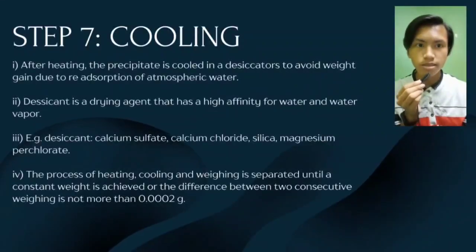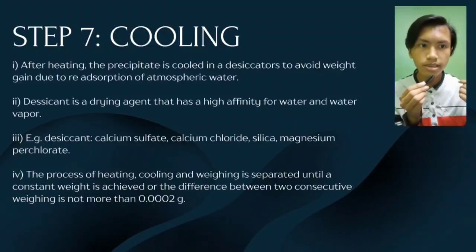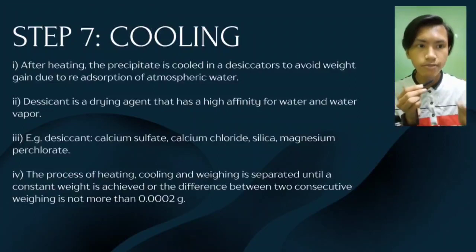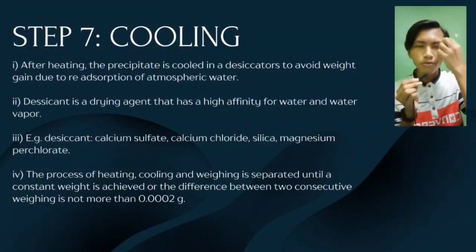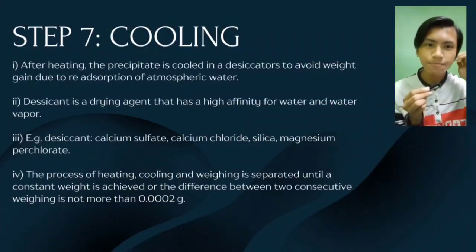Last but not least, we have cooling, which is step 7. After heating, the precipitate is cooled in a desiccator to avoid error due to the reabsorption of atmospheric water. A desiccant is a drying agent that has a high affinity for water and water vapor. For example, we have calcium sulfate, calcium chloride, silica, and magnesium perchlorate.